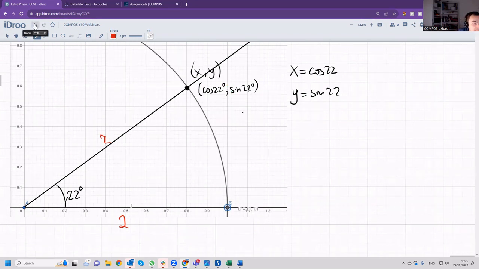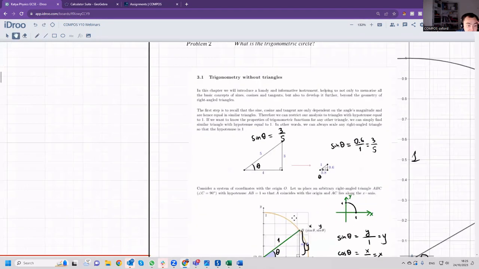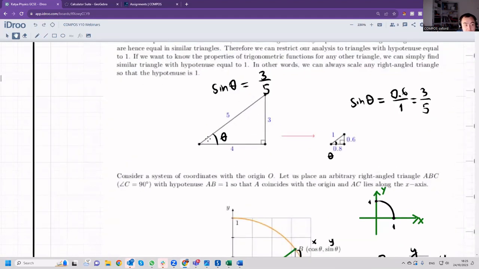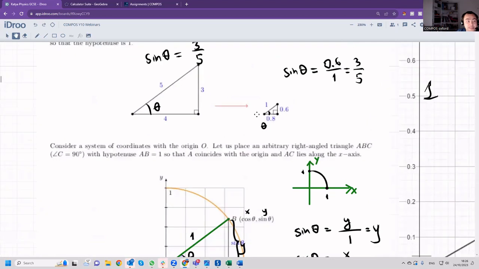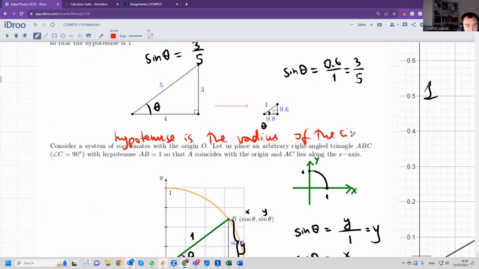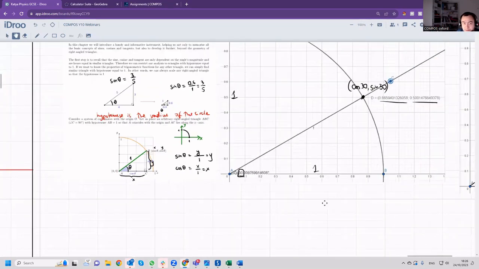So we don't need to bother with circles of other radius, because we can always make the hypotenuse equal to 1. Any right angle triangle will scale down to make the hypotenuse 1. And if the hypotenuse is 1, the hypotenuse is the radius. Hypotenuse is the radius of the circle. And that's why it's always 1, because we can always scale it down. Okay.